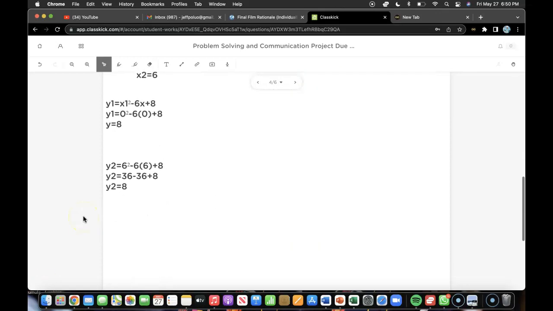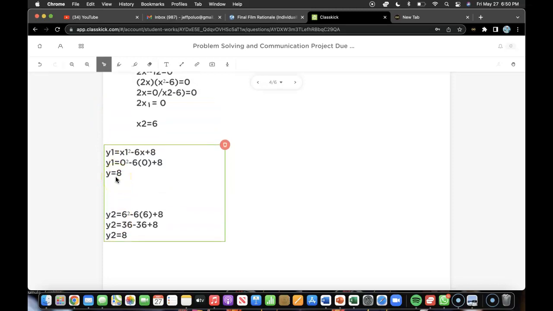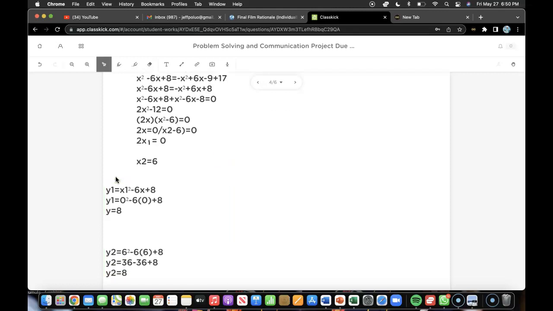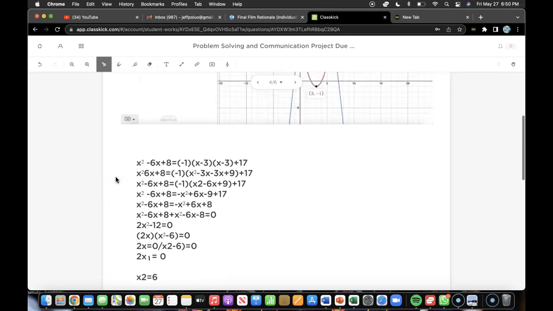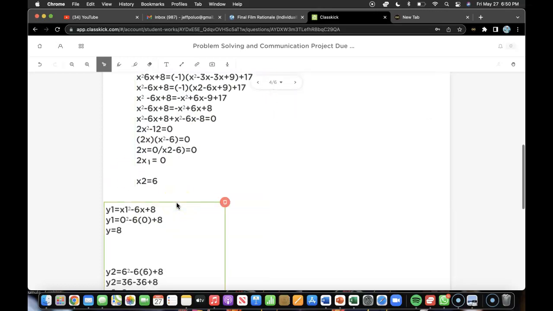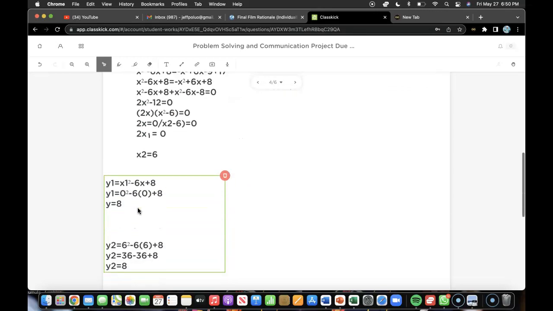Then I went ahead and found y1 and y2. I replaced the x's in the y equation with the answer I received in the x equation. For example, here x was 6, so I replaced the x with a 6 in the equation plus 8. So I solved it, and then I went ahead and put it in the graph.